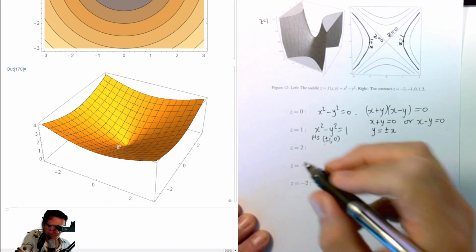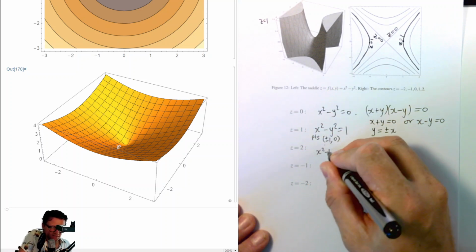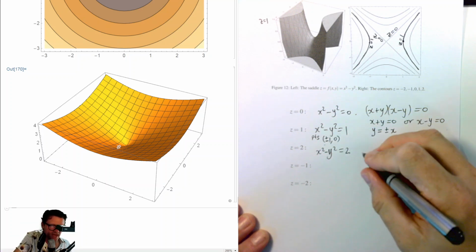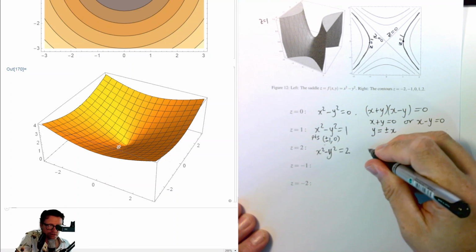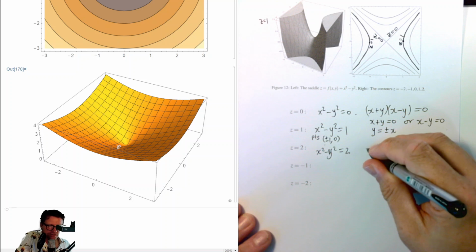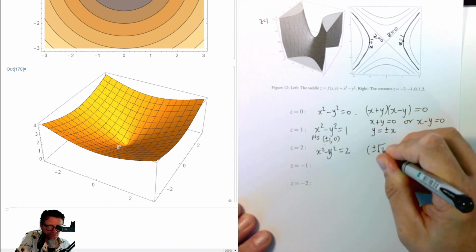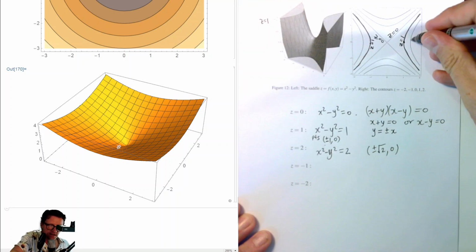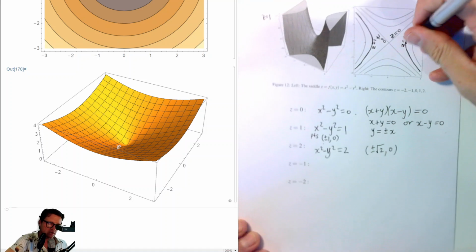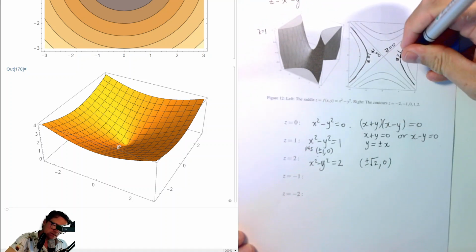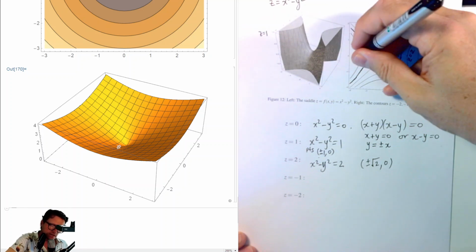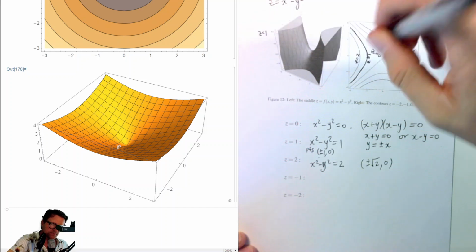All right, now z is 2. We've got x squared minus y squared equals 2. So let's find some points of that. When y is 0, we've got x squared is 2, so x is plus or minus root 2. So we've got points plus or minus root 2, 0. That would be there, and then I sketch a hyperbola with those asymptote lines. So this is z equals 2. This is also z equals 2.